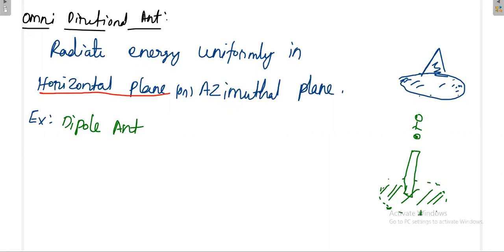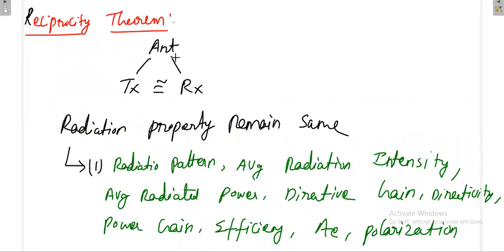Okay, field pattern. So next, reciprocity theorem. Except for some characteristics, almost 90% of the characteristics of a transmitting antenna and a receiving antenna are the same, because if you design an antenna, it can be used as a transmitter or as a receiver. Whatever properties are applicable for a transmitting antenna, the same is true for a receiving antenna, except for a few characteristics. In general, what are all the properties of an antenna? These are all the properties.